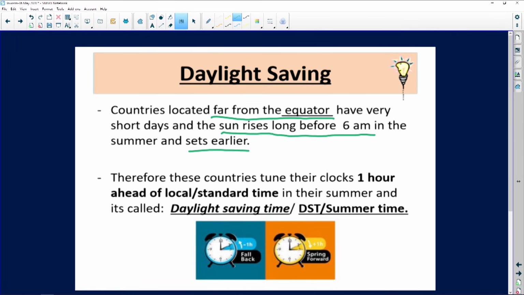All right, there are definitions or words that you can familiarize yourself with. So these countries tune their clocks 1 hour. So in a calculation, whatever you do, it will be +1, or per definition, it will be 1 hour ahead of local standard time. But very important, guys, and please, this is extremely important, it's in the summertime in those countries. This is called daylight saving time, or the acronym is DST, or some countries refer to it as summertime.